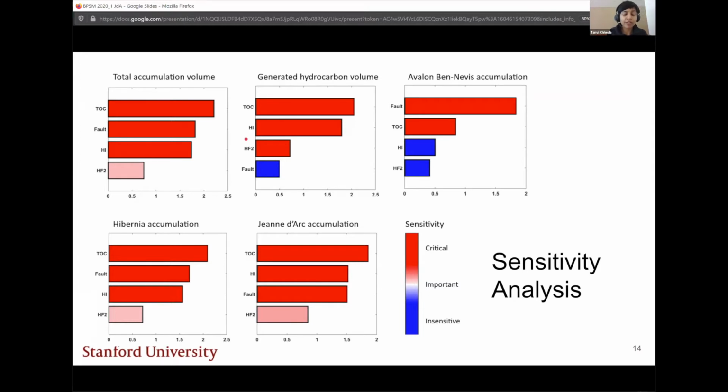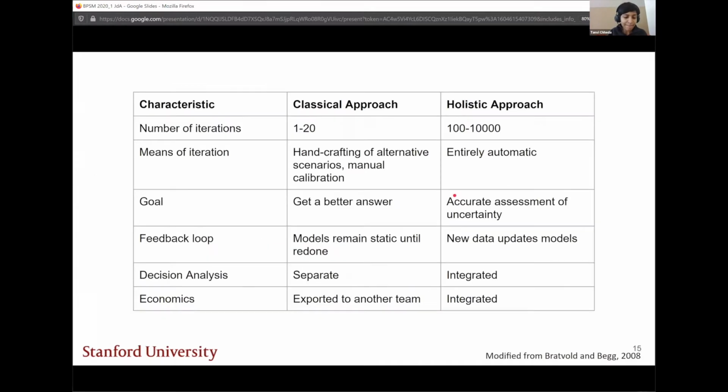case and might also be very important in many other basins. And we were able to accurately model it and conduct sensitivity analysis while avoiding exponential compute by using Bayesian networks.